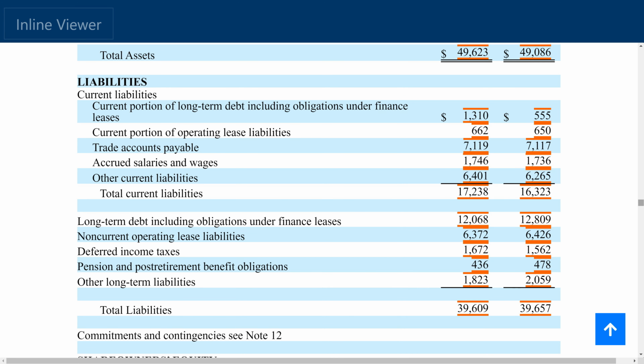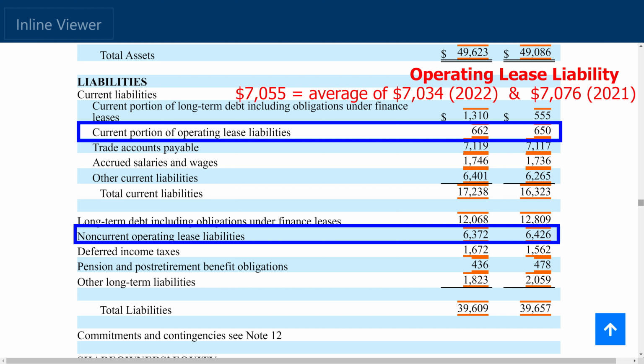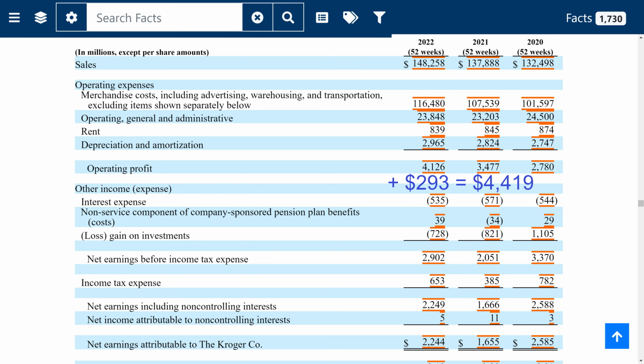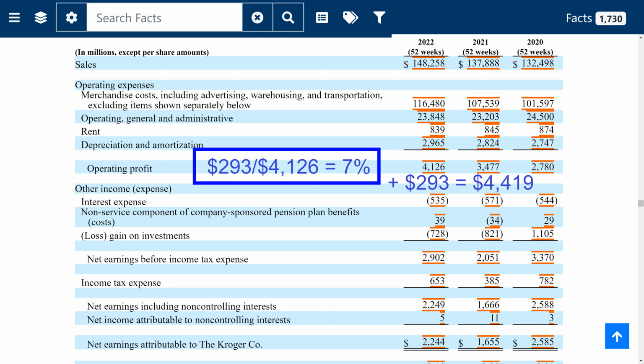Next, go to the balance sheet and find operating lease liability. Then compute the average balance for 2022. This will be the average of $7,034 and $7,076 million, which is $7,055 million. Then multiply the discount rate of 4.15% by 7,055 million. This produces the interest expense of 293 million. After that, add 293 million back to the reported EBIT of 4,126 million. 293 million represents about 7% of Kroger's reported EBIT, which is material for the valuation purposes.